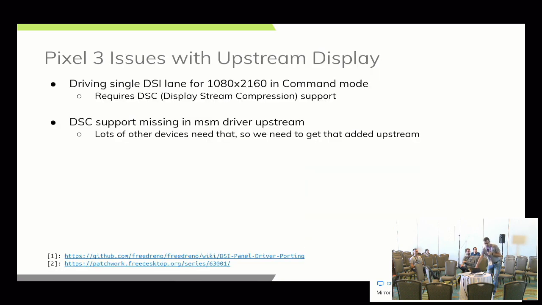Sort of. And that thing that you see is basically because display stream compression is utilized on the command mode panels in most phones to enable using a single lane of DSI to drive a panel of this size. And that support is missing upstream. It's not a trivial fix, so we are working with the Qualcomm landing team and with Qualcomm to get this sorted out so that future phones or devices that require DSC can just run mainline. So what could we do? These are the issues with the current upstream display. It's driving a single DSI lane for this size and command mode, so it seems to require DSC support, and that's missing upstream.